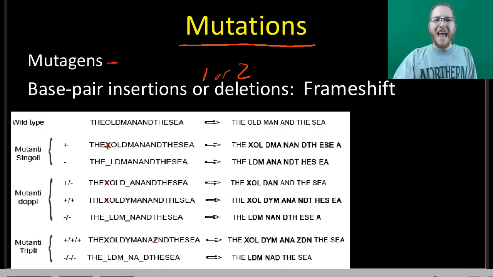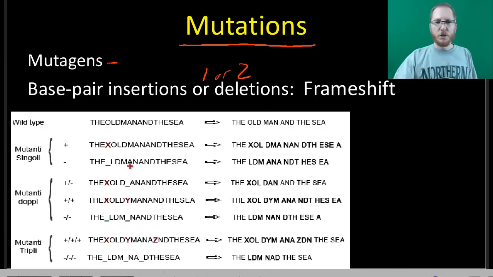But if I go through and add one guy, in this case we just put X, it's just whatever, you'll see now it's the, Zol, Dma, Nan, Dth, Essa, A. So everybody after this screw up is messed up, every single amino acid. So these are very, very damaging mutations, especially if they occur at the beginning of a gene. If it was right at the end, I might still have the old man and the sex. That just got awkward. But ultimately, if we get this one that's at the end, it has much less of an impact. But a frame shift in the middle or beginning of a gene is devastating.